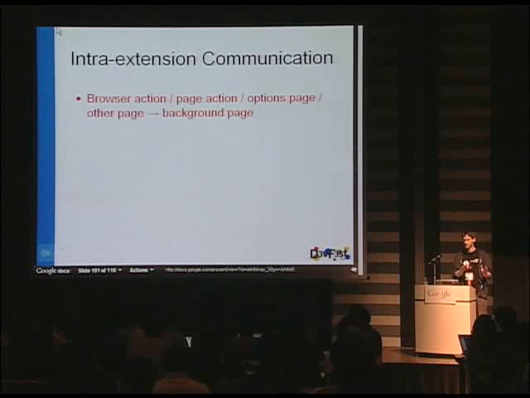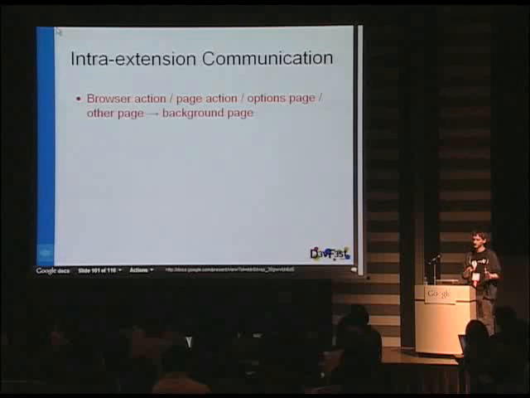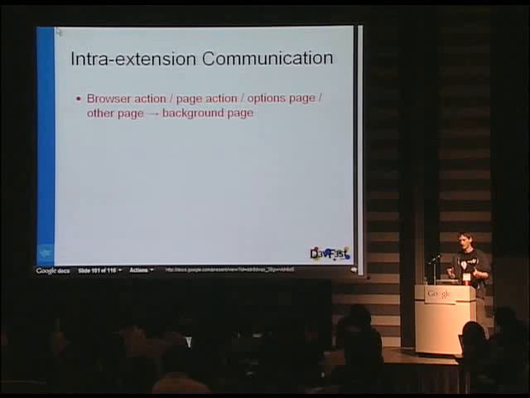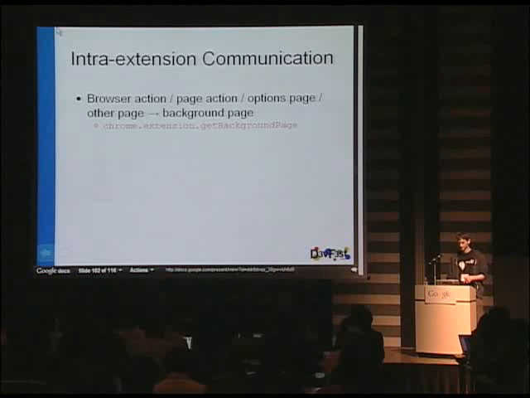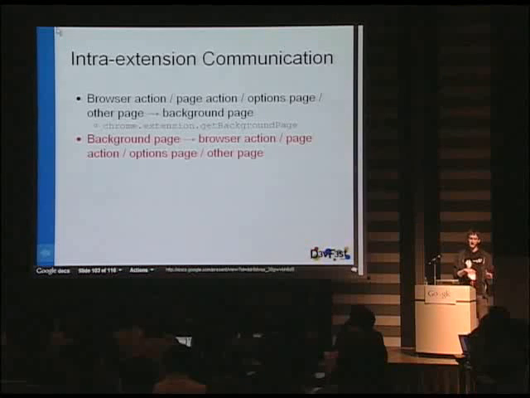So when you're communicating from any other component except the content script to a background page, the scenario is pretty straightforward. So that would be a browser action, page action, options page, or any other page that's bundled into your extension. You can simply make a call out to this method, chrome.extension.getBackgroundPage. And once you have this object, you can call methods in a background page directly or access variables that way.